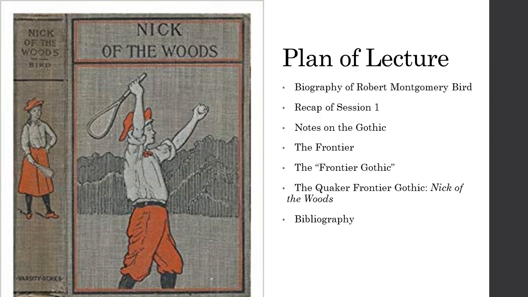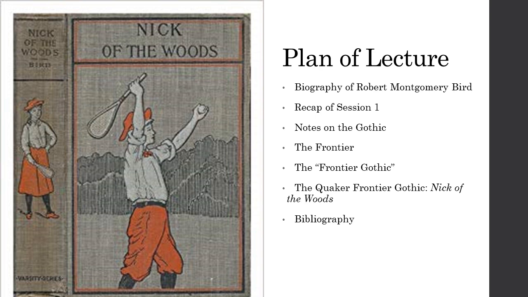So the plan of the lecture: I'll start with a brief biography of Robert Montgomery Bird. I'll then move on to a recap of session 1. I just want to draw out once again some of the themes that we touched on in the first session and how they might be of relevance to this session when we look at the novel in much more detail. I'll then talk a little bit about the Gothic mode in literature, which is clearly important to Nick of the Woods.